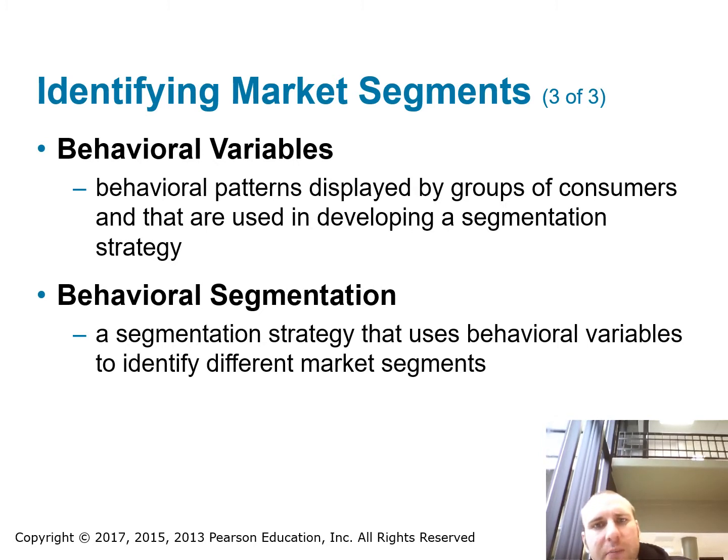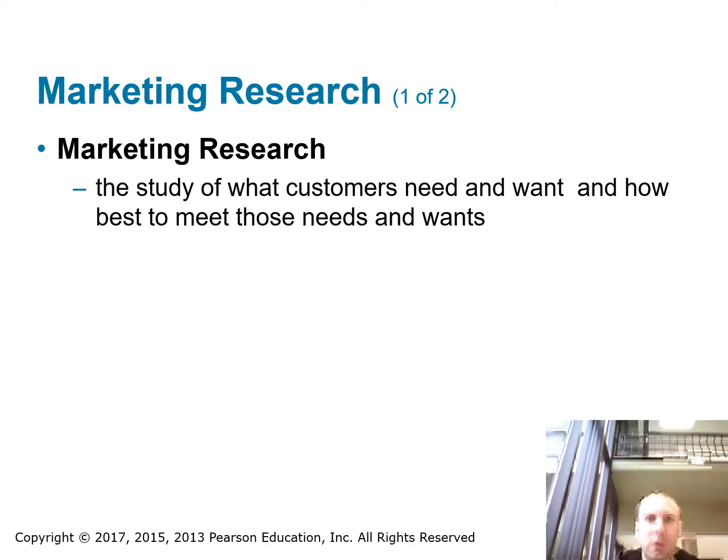More about identifying market segments. Behavioral variables. These are behavioral patterns displayed by groups of consumers and that are used in developing a segmentation strategy. Behavioral segmentation is a segmentation strategy that uses behavioral variables to identify different market segments. Marketing research. Marketing research is a study of what customers need and want and how best to meet those needs and wants. And this is usually done through focus groups, surveys, and other ways of collecting data from customers and potential customers.